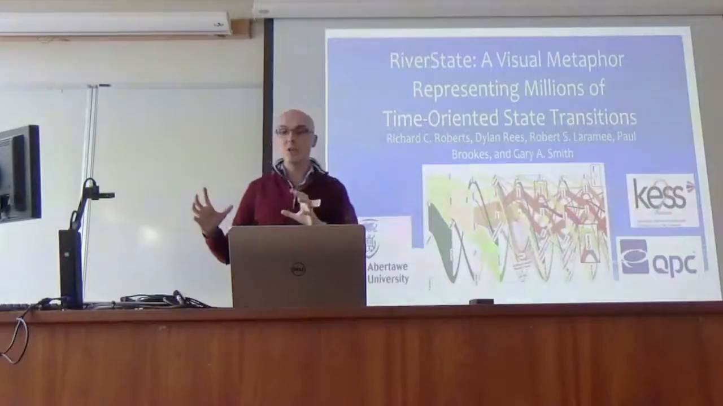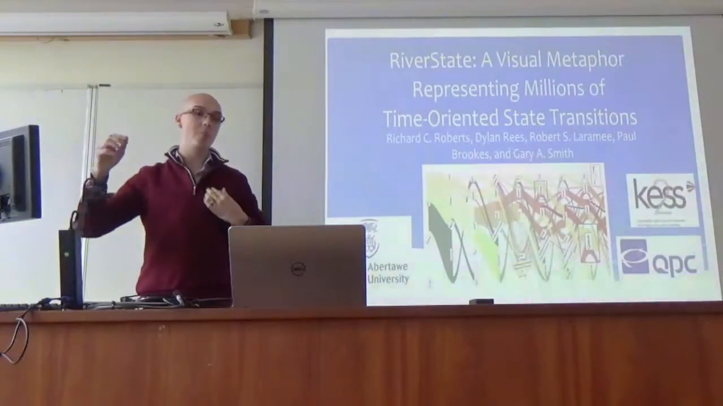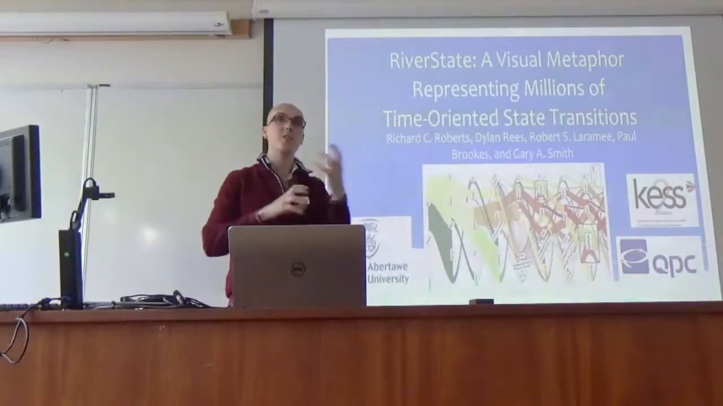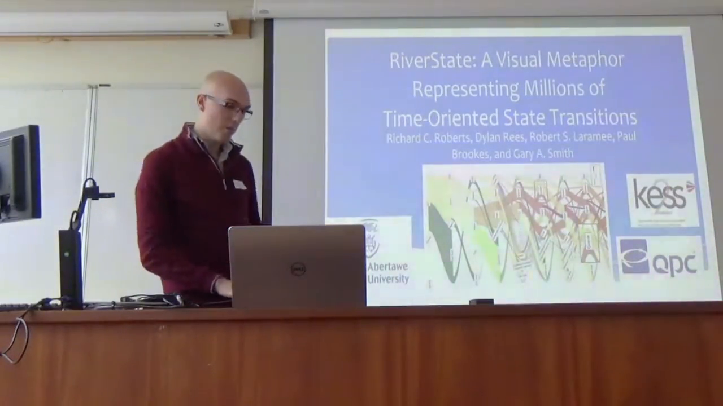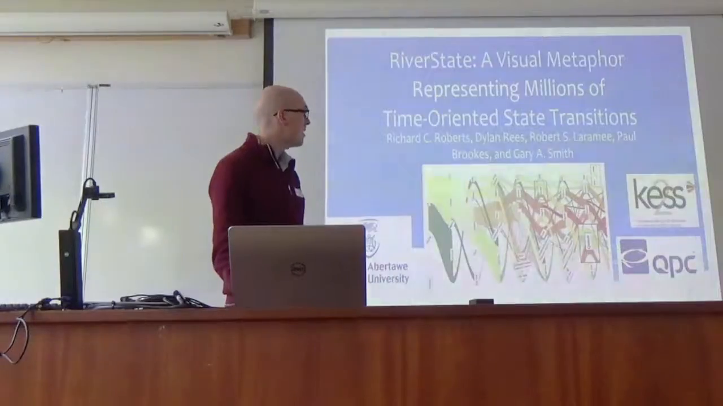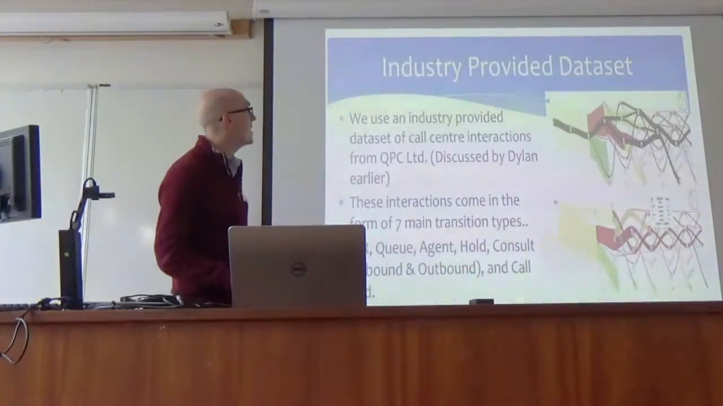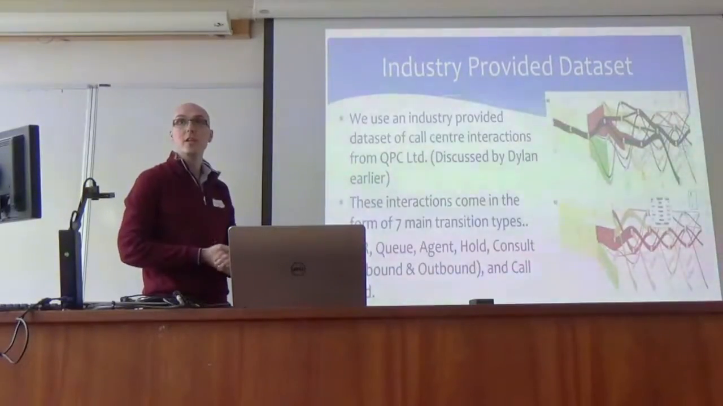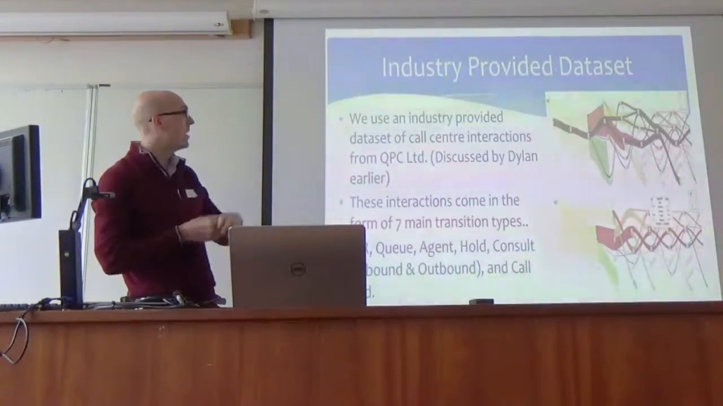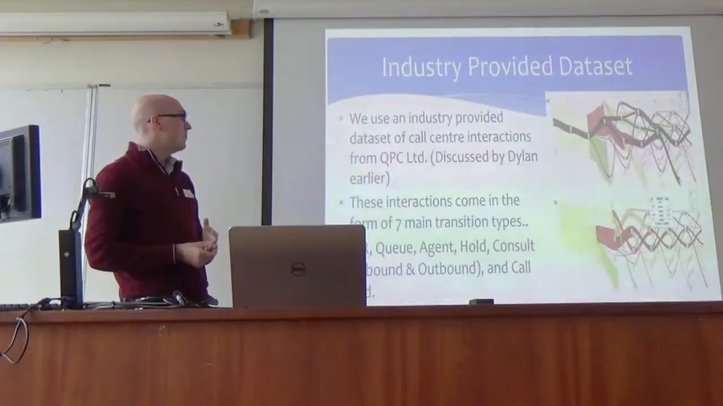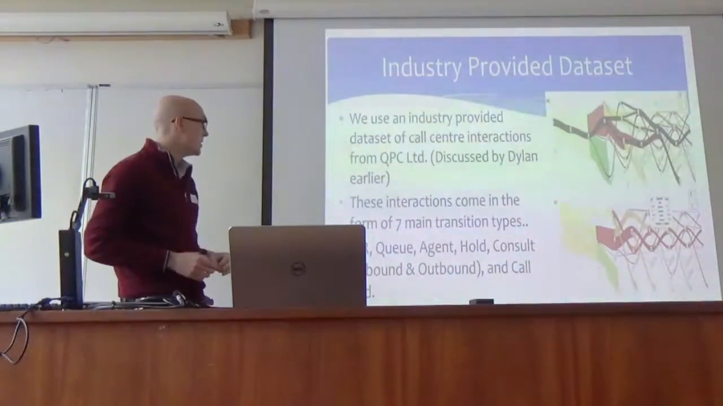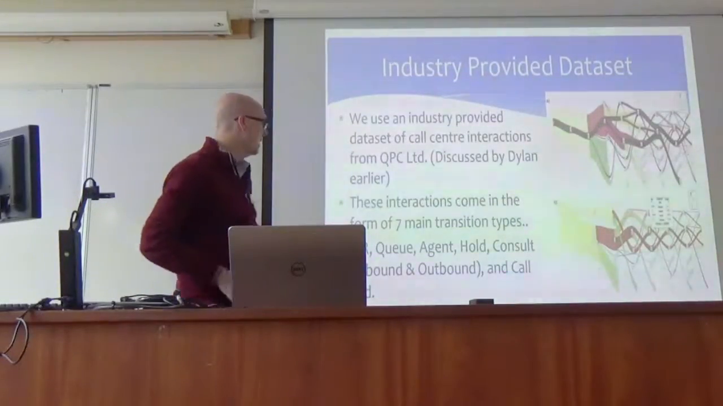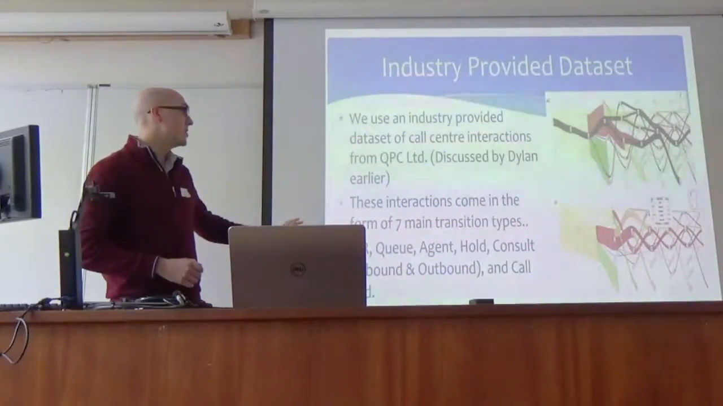What we're focusing on here is the transition between the states, and by states we mean waiting in the queue, talking to an agent, that sort of thing. As we already said, it's an industry-provided data set. Paul, who is currently in the tutorial, works for QPC, and they provide us with this data. Dylan's already discussed the data, so I don't have to go into too much detail, but essentially the things we're focusing on here are the 7 main types of transition.